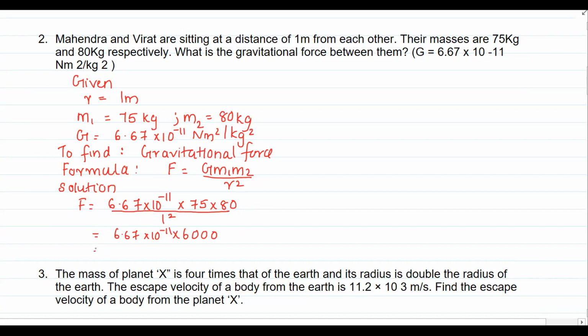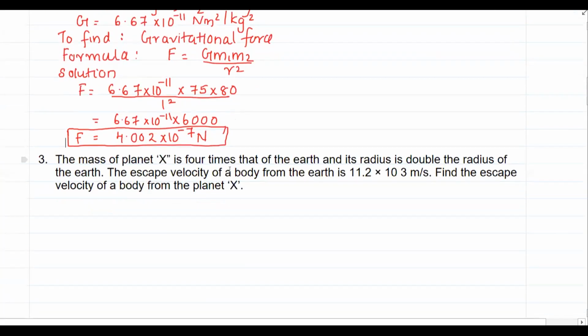That will be equal to 4.002 into 10 raised to minus 7 Newton. This is the value of F. Unit of force is Newton. So this is the gravitational force between Mahendra and Virat. Now let us solve the next question.